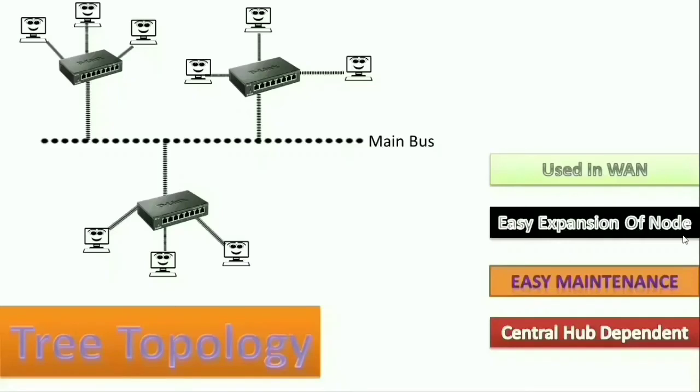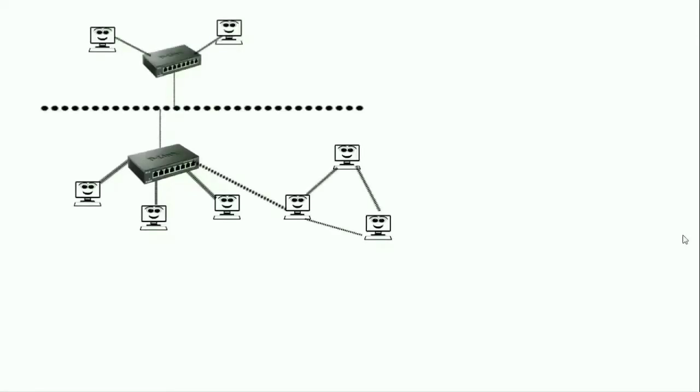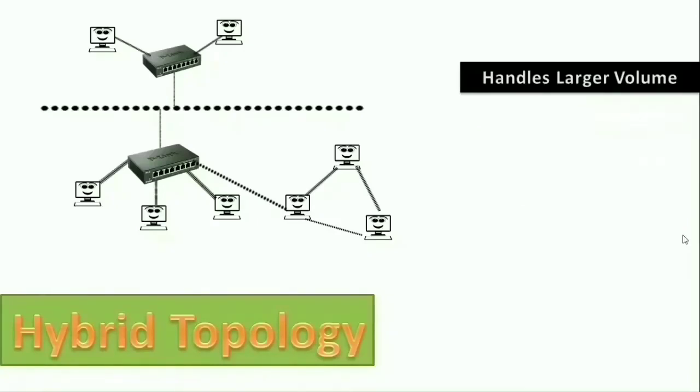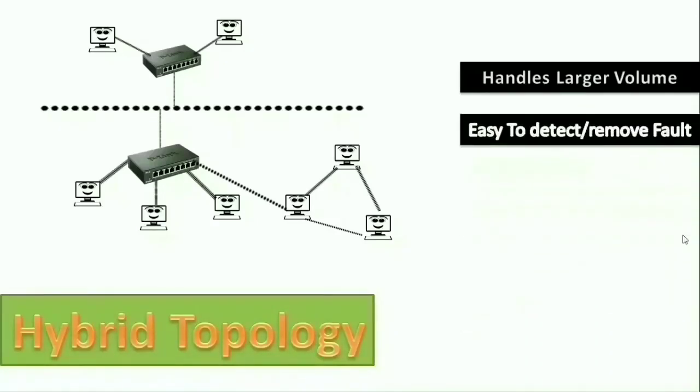Now moving on to the next topology. This is the main bus, and as you are seeing, there is a star topology. Along with this, there is a ring topology, and the star and ring topologies are connected to that central hub. When more than 2 topologies are combined, this type of topology is known as hybrid topology. It is used to handle larger volume. In this topology, if any computer fails, it is easy to detect and remove.